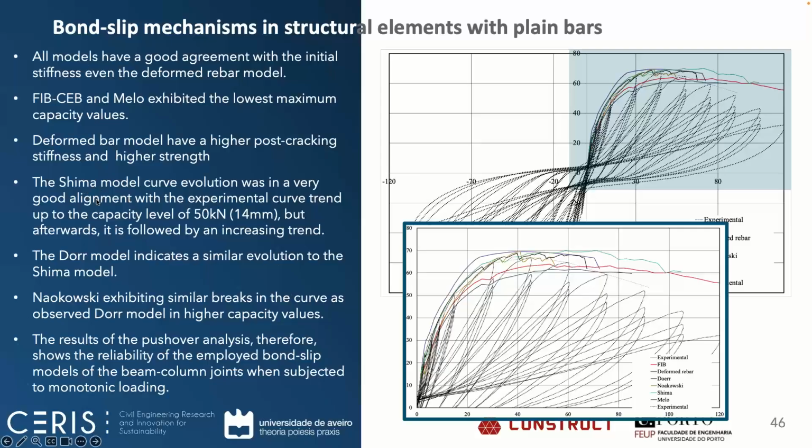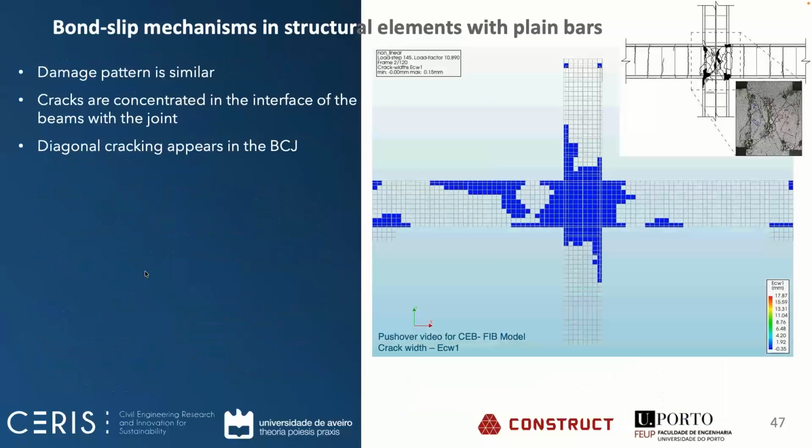And the Shima model also has a good result. Also, the Duer model has a good result, and therefore we were happy with these results for the monotonic curve, or the pushover curve.